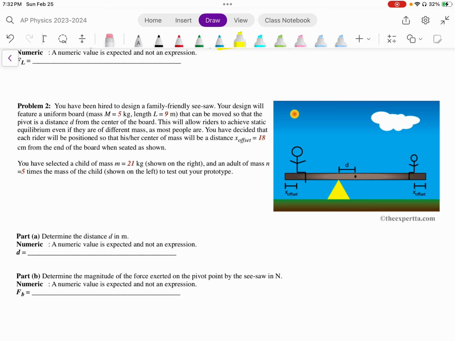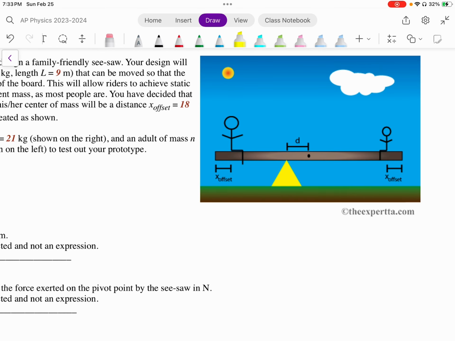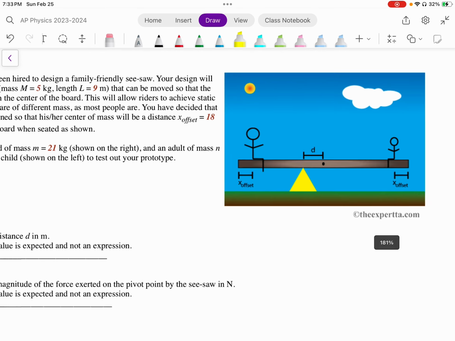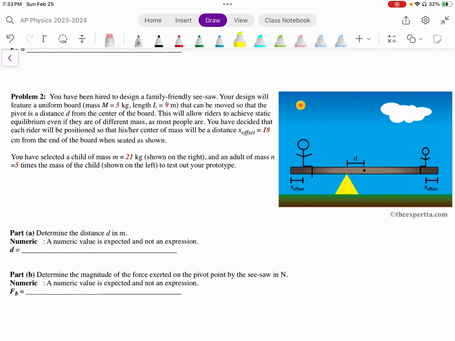Again, back to the problem. A feature of the uniform board is that it can be moved so that the pivot is some distance d from the center of the board. Notice this picture: the fulcrum is located to the left by some distance d of the center of gravity of the board, or the center of mass. However you would like to think of them, they are the same as long as we are in a field of constant little g, which we are. This will allow riders to achieve a static equilibrium even if they are of different masses, as most people are.